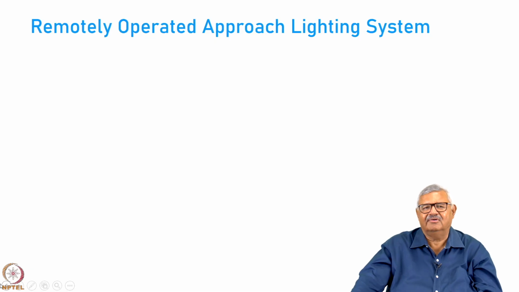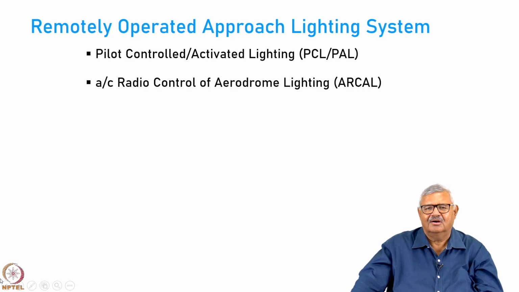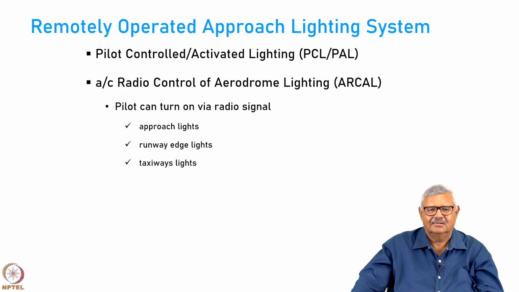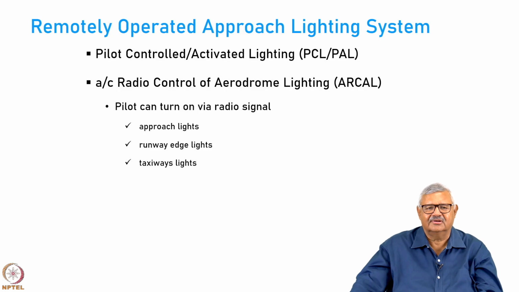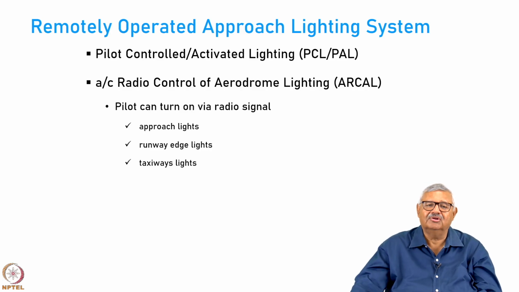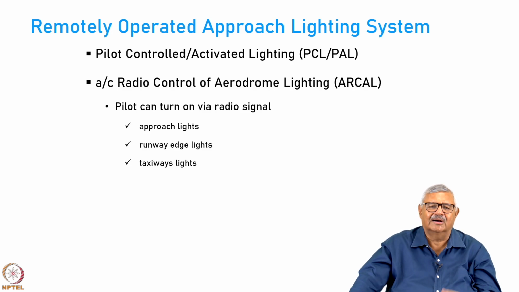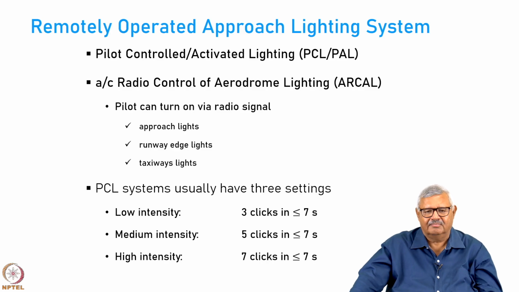An interesting variation is the remotely operated approach light system, which is also called pilot controlled or pilot activated lighting, PCL or PAL. Another name for it is aircraft radio control of aerodrome lighting, or ARCAL. The pilot can turn it on using a radio signal, and when the signal is received, the approach lights, the runway end edge lights and the taxiway lights all come into play.